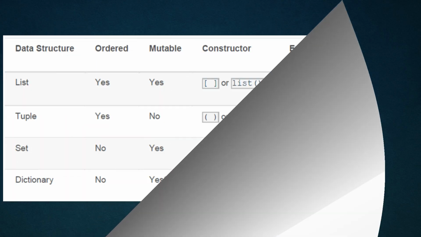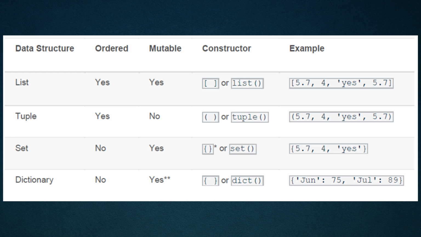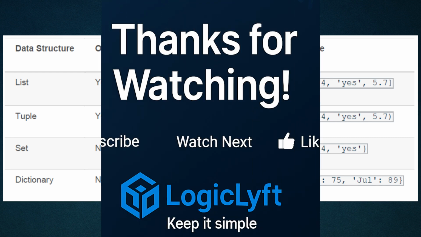Recap. Let's quickly recap: lists, ordered, mutable; tuples, ordered, immutable; dictionaries, key-value pairs; sets, unordered, unique values. Each of these collection types helps you handle data in Python effectively.